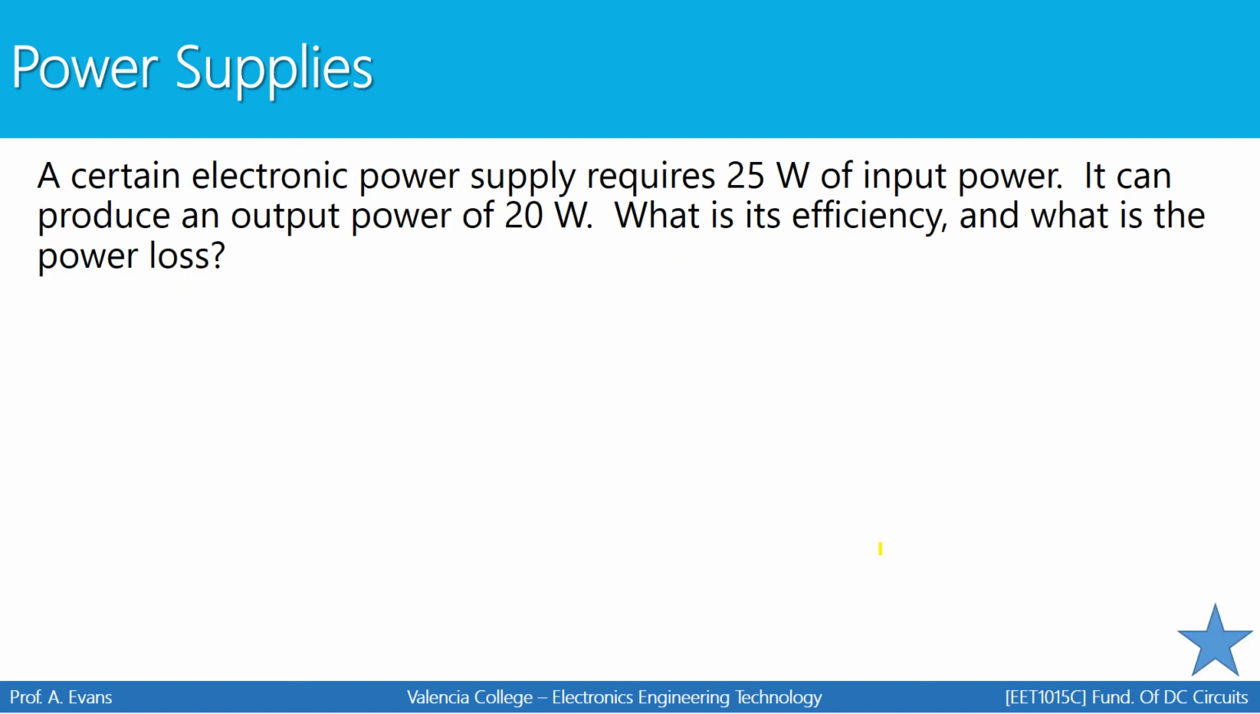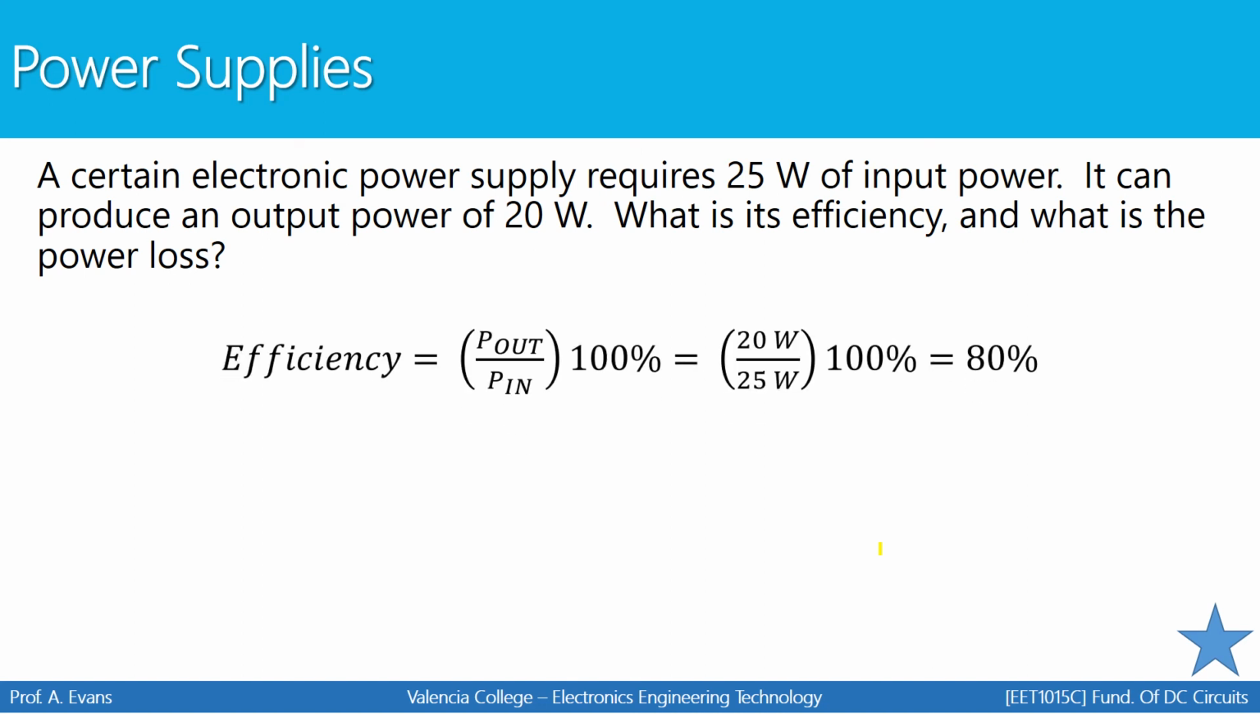So let's say that we have a certain electronic power supply. It requires 25 watts of input power, and it can produce an output power of 20 watts. What is the efficiency and what is the power loss? So let's start with the efficiency. Efficiency is power out divided by power in. Oftentimes we multiply that by 100% to get a percentage.